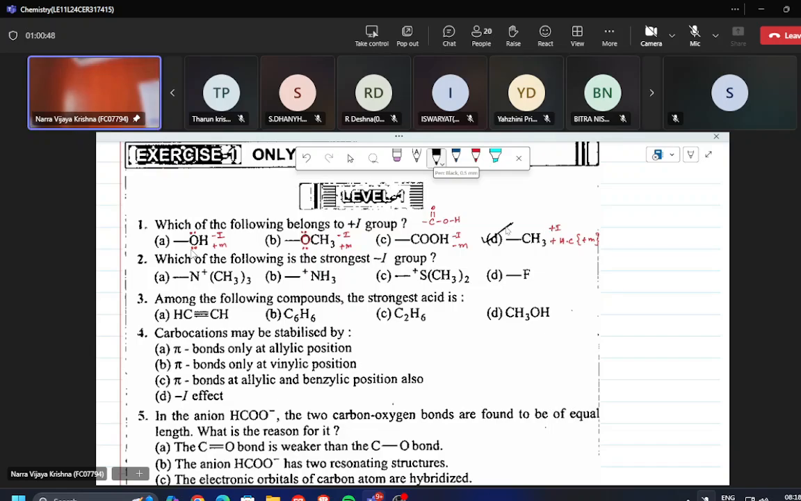Now, in that also, among sulfur and nitrogen, which is more electronegative? Nitrogen. So definitely nitrogens pull the electron cloud more effectively. Accepted. Now, again, 2 nitrogens are compared. Among these 2 nitrogens, which is better minus I group, which will pull electrons more effectively? A or B? Why?